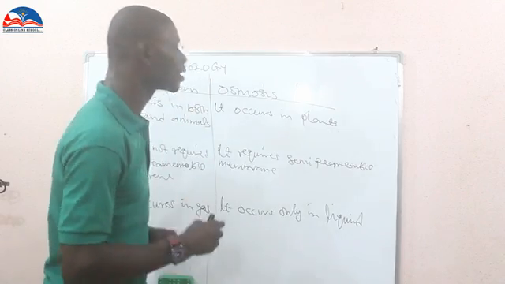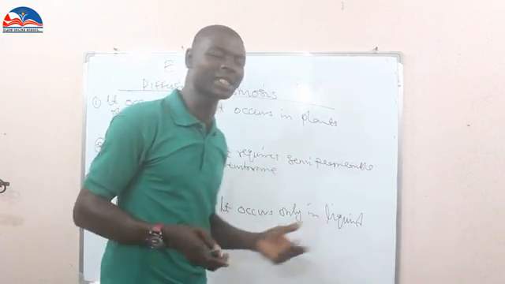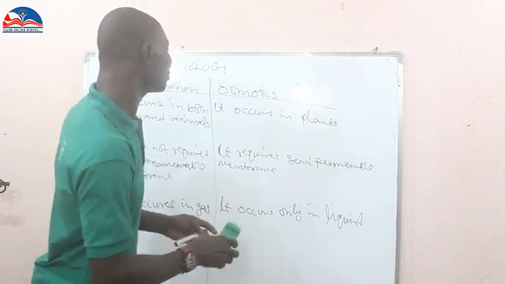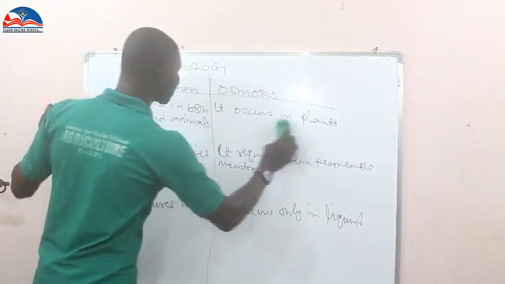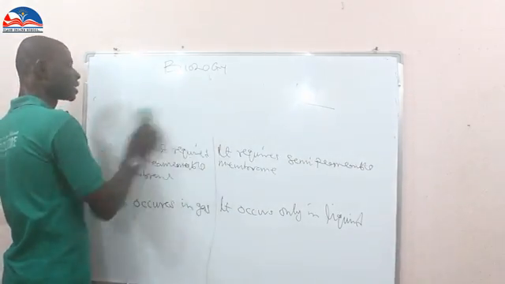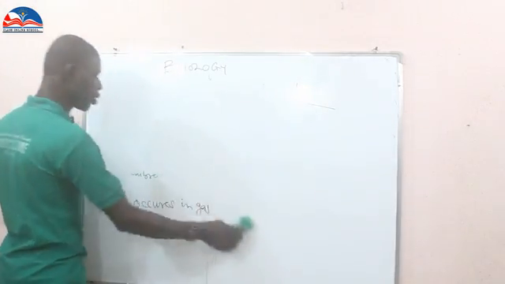Now quickly, let us look at another terminology that you can see in the cell and its environment. Another thing you are going to see there is what we call plasmolysis.